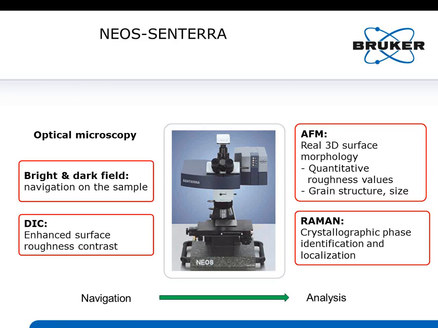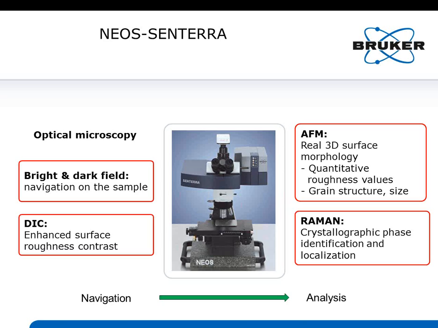The instrument we use to study this subject here is the NEOS-SENTERRA. We use the following modes on these instruments here. On the optical microscopy side, we use bright and dark field and differential interference contrast, basically to navigate around on the sample, find an area of interest where we want to perform our AFM and Raman study.